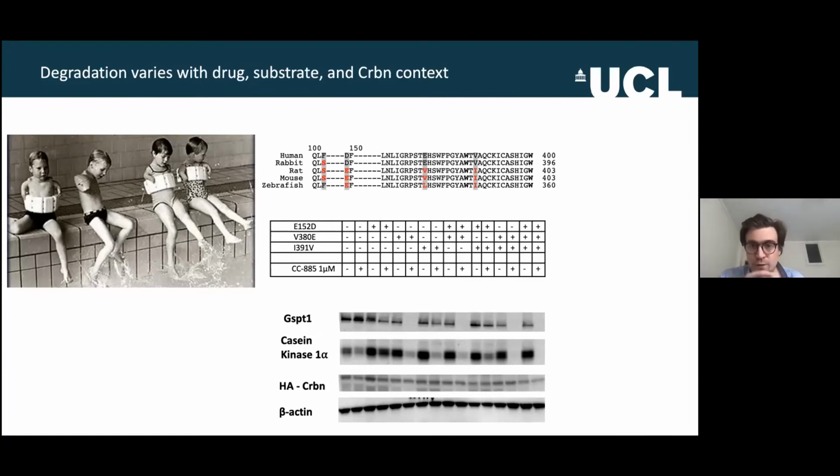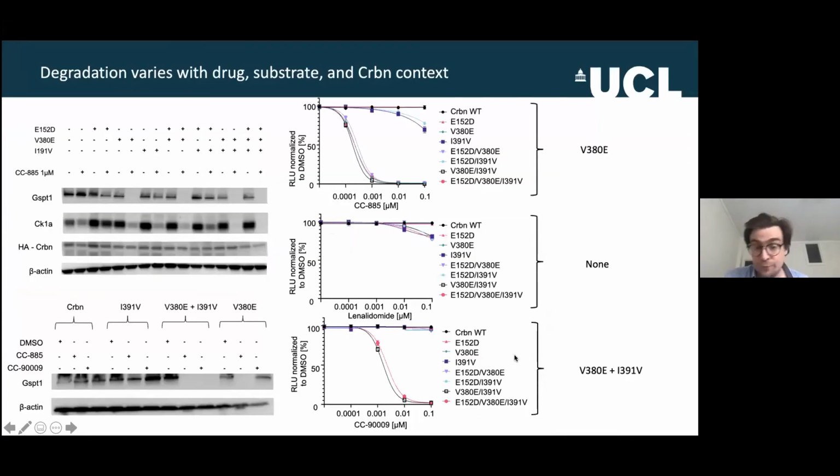However, we did a lot of other humanization. There are other areas you could humanize. We did all the combinations of those we could get. And one interesting thing that we found was that for casein kinase, for example, if you humanize I391V or V380, you do get some degradation, but really for maximum degradation, you need both humanizations. And further, if you go on to look at CC90009, the clinical grade degrader, you need both humanizations to get any degradation of GSPT1. And this is borne out in kill curves on BAF3 cells overexpressing different humanizations.